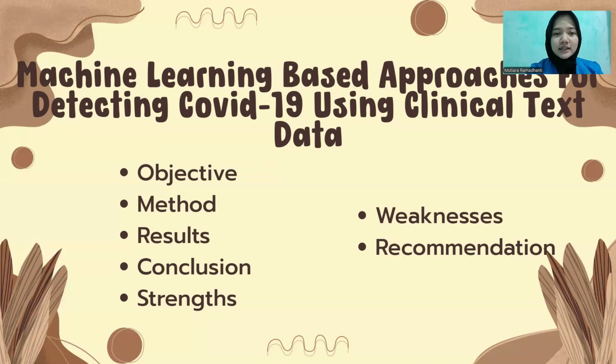Then, results. Logistic regression and multinomial naive Bayes delivered the highest performance, both achieving an outstanding 96.2% accuracy, 94% precision, 96% recall, and 95% F1 score. Random forest and stochastic gradient boosting also performed well with 94.3% accuracy. After that, conclusion. Machine learning techniques are highly effective in helping healthcare systems detect COVID-19 from clinical text data. However, the study notes that utilizing larger datasets and shifting toward deep learning models could further enhance future results.